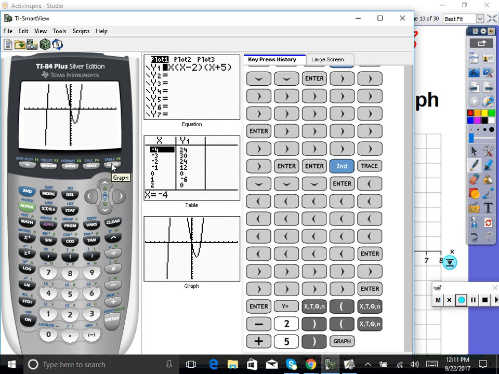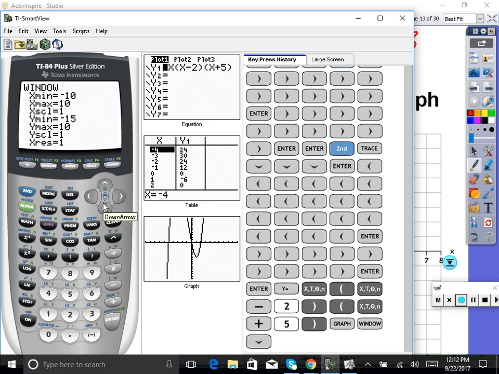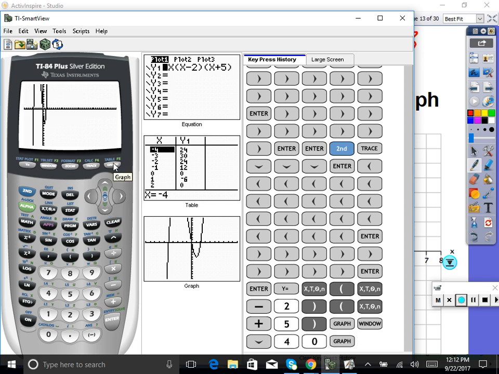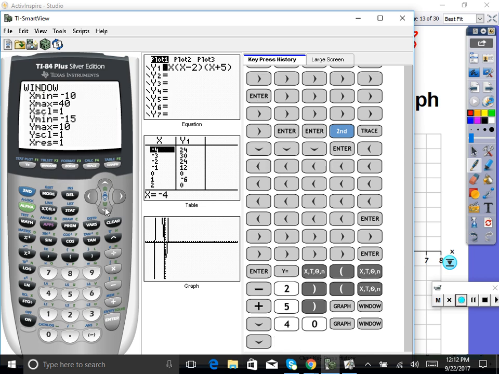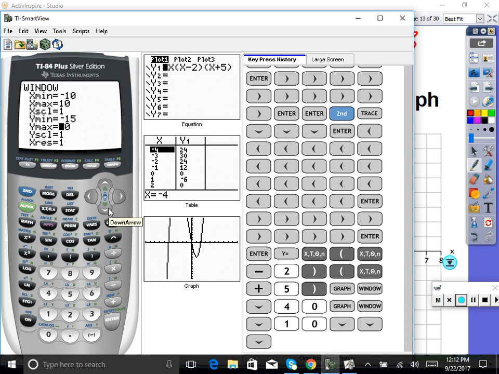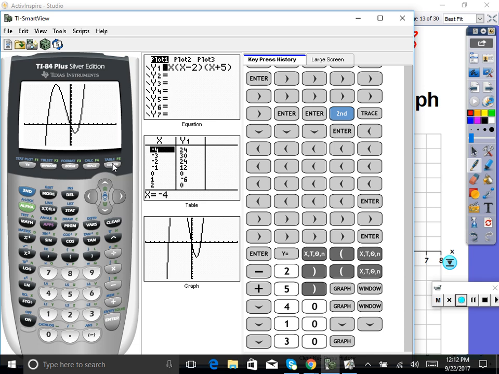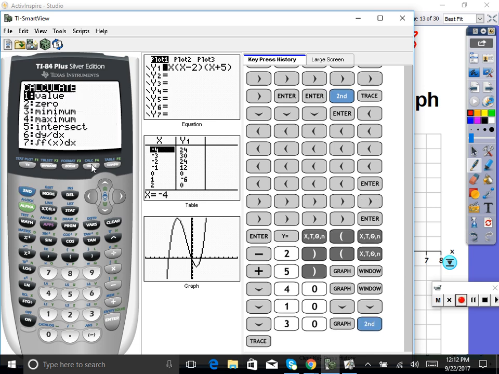Now look at my window. I can't see the max, so I'm going to go up higher on the y max. So go to window, y max. I'm going to make maybe 30, 40 maybe. 40? Yikes. I don't need that many x values. Oh, I did x. I was like, what the? Y max. Okay, graph. Okay, perfect. I can see it great. Everybody good? Second trace. Let's find the max first.